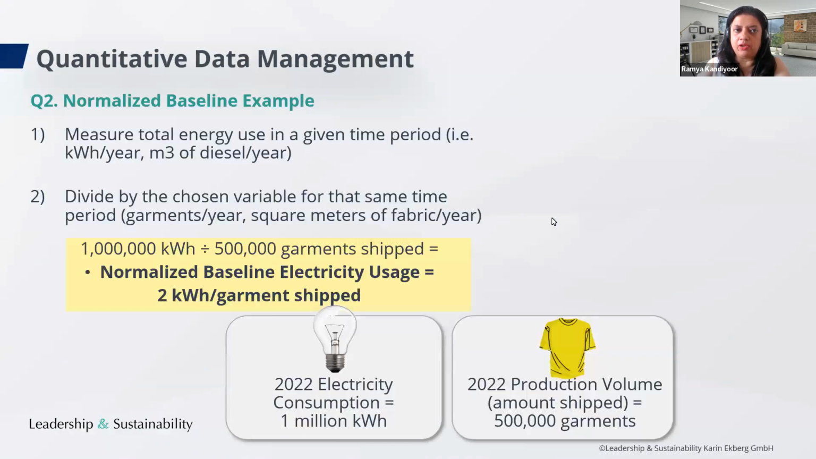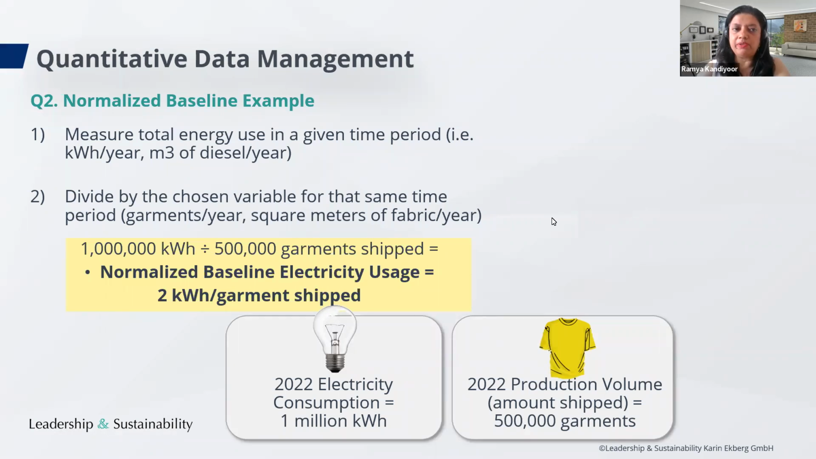And here's an example of a normalized baseline. You would require to measure the total energy used in a given period of time, that is kilowatt hour per year or meter cubed of diesel. For example, if you're looking at diesel per year, choose the variable with which you would like to normalize this particular data. It could be garments, it could be the square meters of fabric that you produce in a particular year. It could be the number of employees that you have, especially when it is water data that you would like to choose.